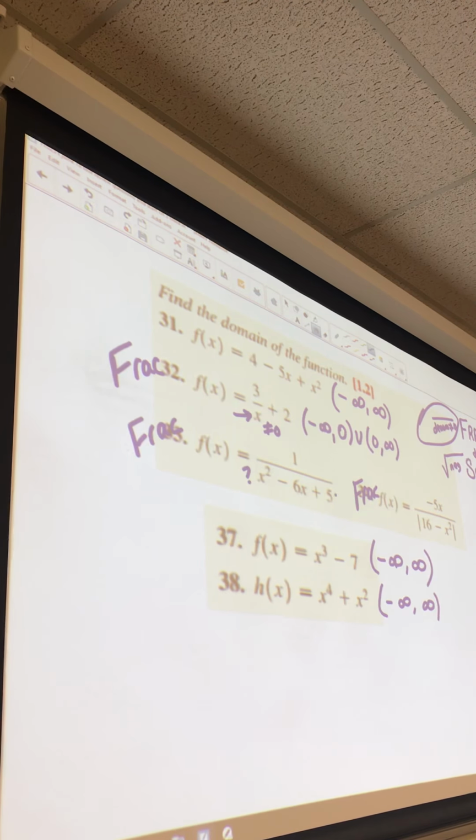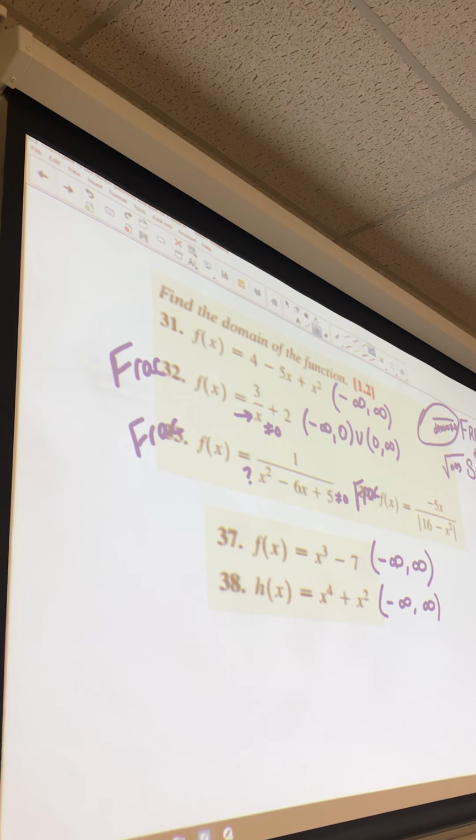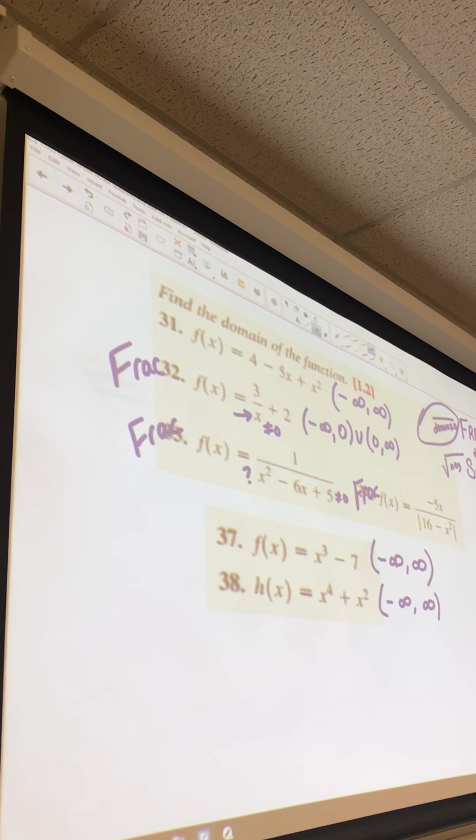How are we gonna figure out what we need to leave out there? What's gonna make that 0? X squared minus 6x plus 5. How are we gonna tell what makes that 0? So how would we solve for x? Yeah, we need to solve for x, that's right. How would we do that? Okay, we said it equal to 0, but then what would we do?